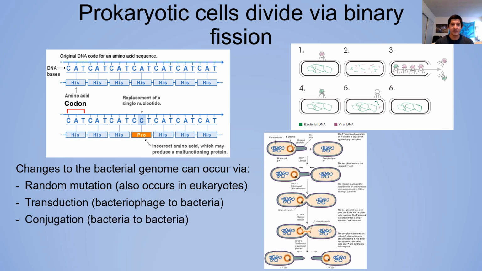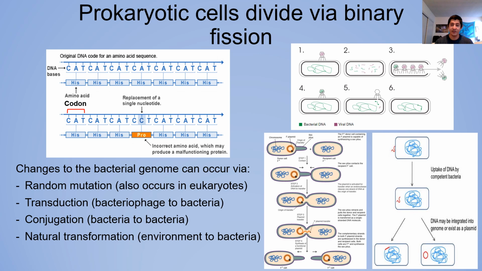A third method is conjugation, and this is the transfer of genetic material from bacteria to bacteria through the formation of a direct connection between these two cells. So certain bacteria are able to form this physical connection and directly transfer their genetic material to another bacterial cell.